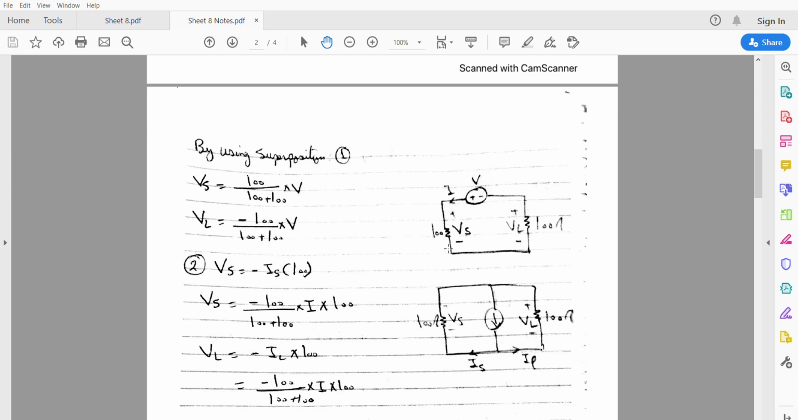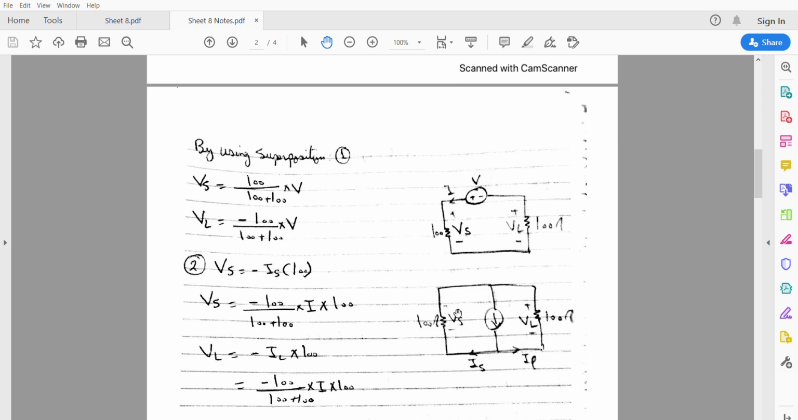Now we need to get the value of Vs and VL by letting the current source remain, and the voltage source will be a short circuit. So the current here will be divided into two. Let's assume it is Is, and in the opposite direction it is equal to IL.